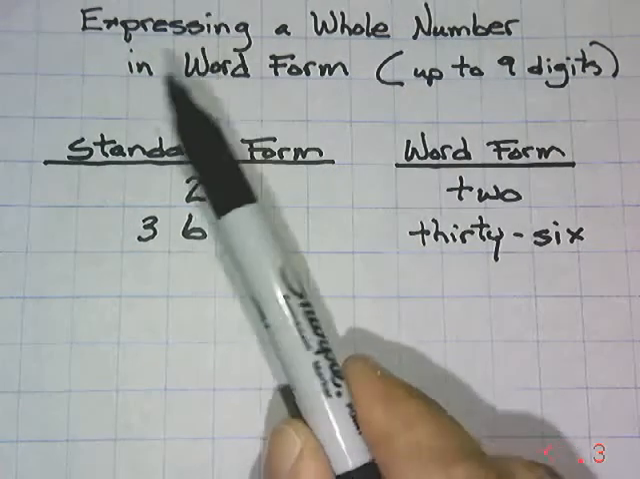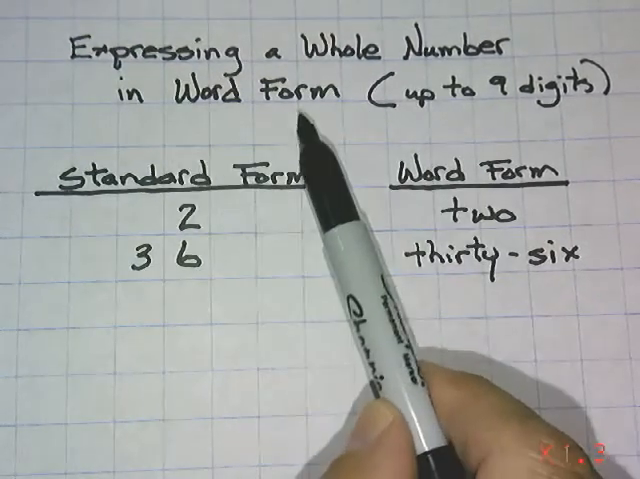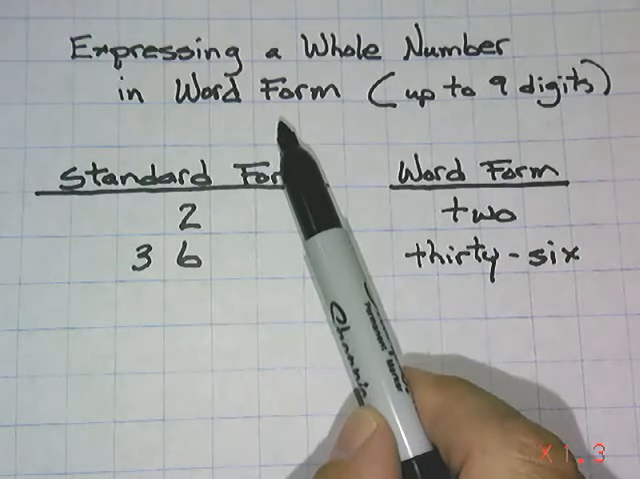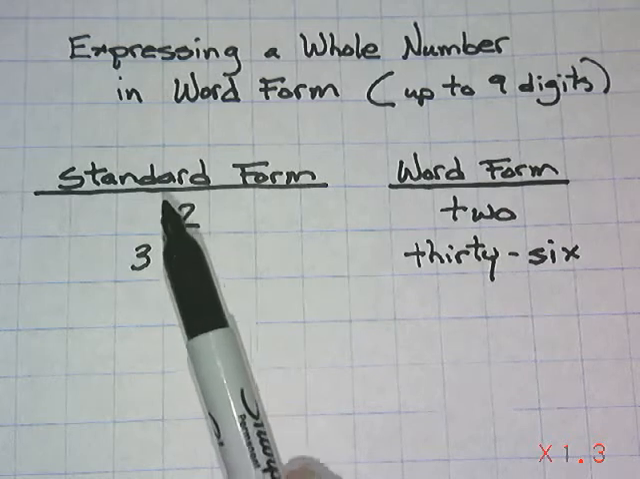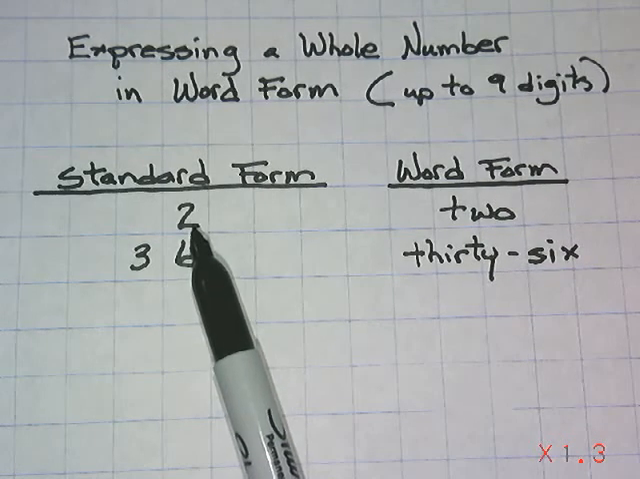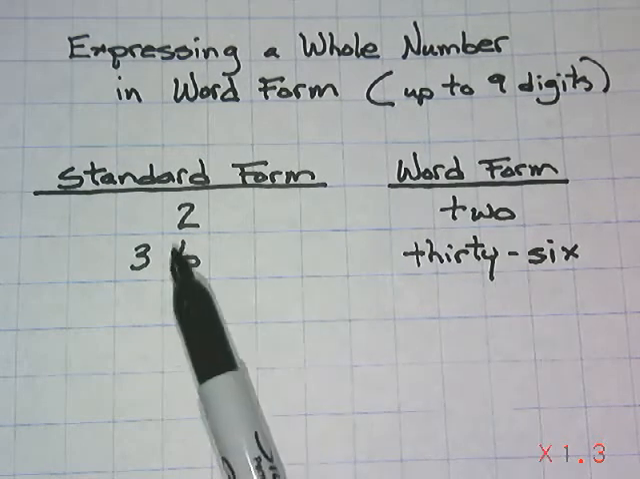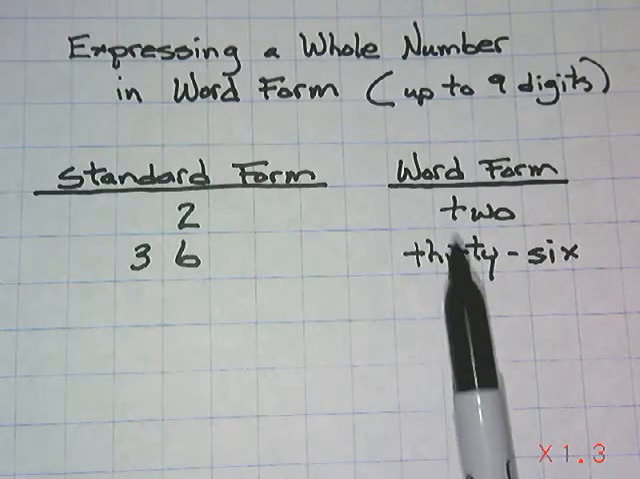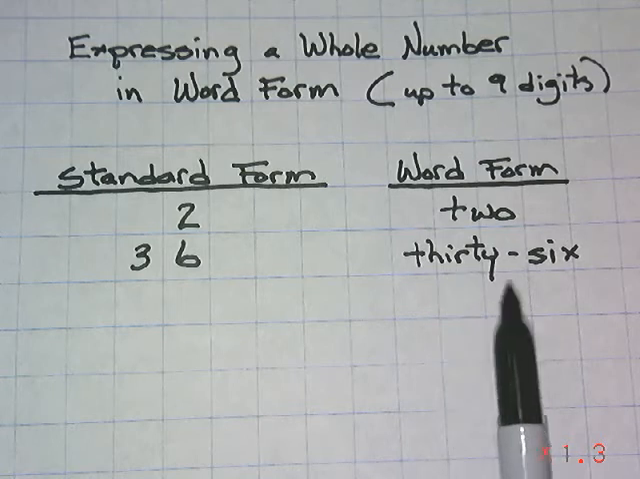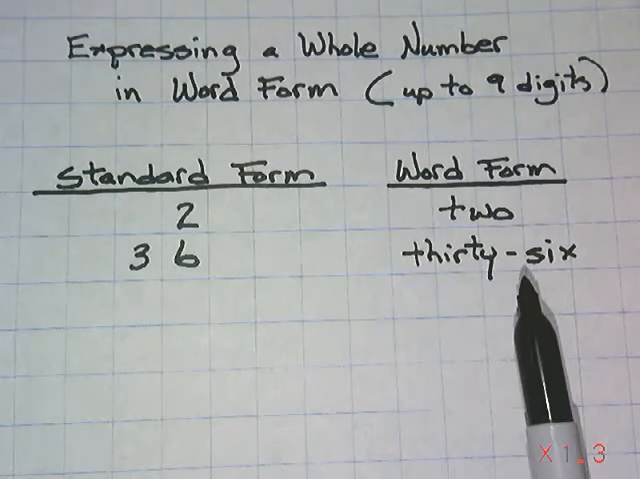Walker. Today's topic is expressing a whole number in word form, with the focus on putting a number in word form, and we're going to show examples on this video up to 9 digits. For example, 2 is standard form. If I want to express 2 in word form, I would write the word two. Or 36 in standard form presented as word form would be written as thirty-six. So just like it says, you're using the words that represent the number.